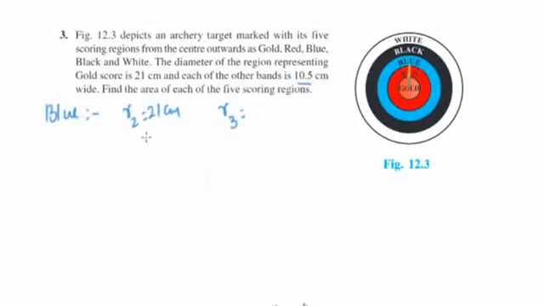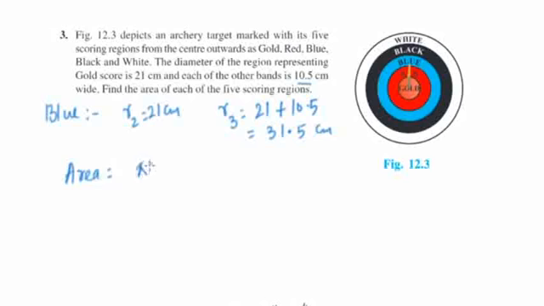Now let's find the area of the blue region. We know that the radius of the second circle is 21 centimeter. Let's find the area of the third circle, that is 21 plus the width 10.5. So on adding them, we will get it as 31.5 centimeter. So that is the radius of the third circle.